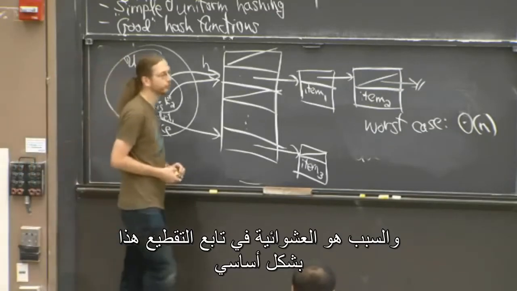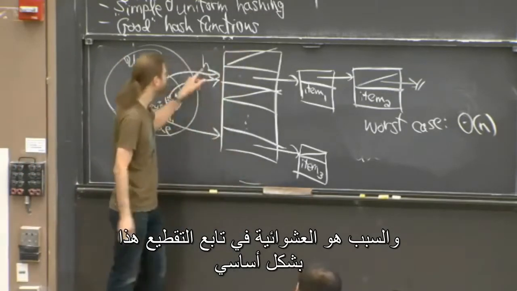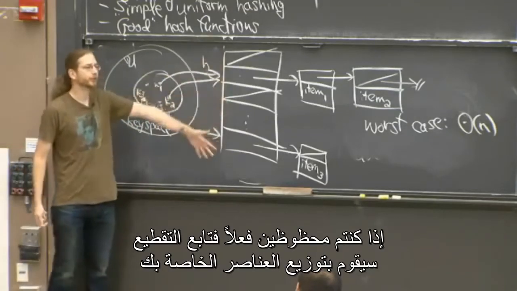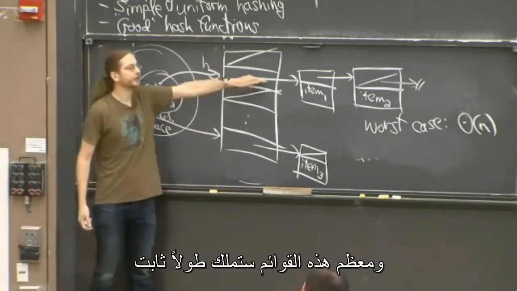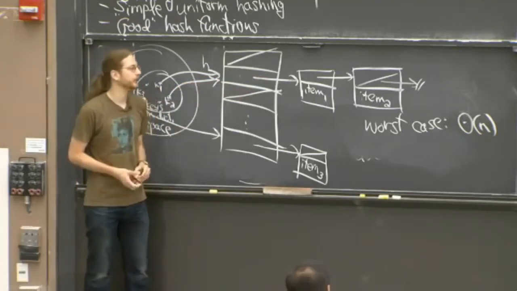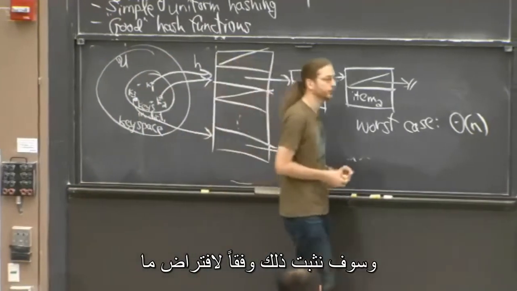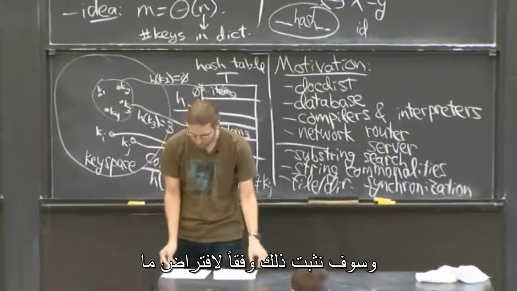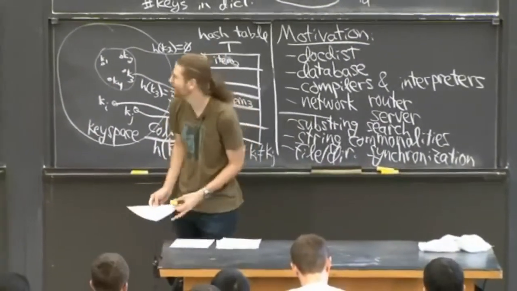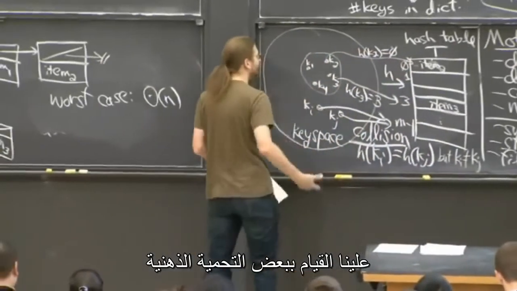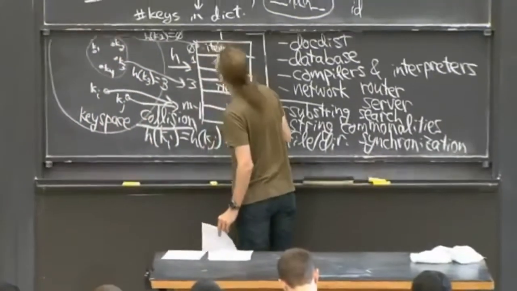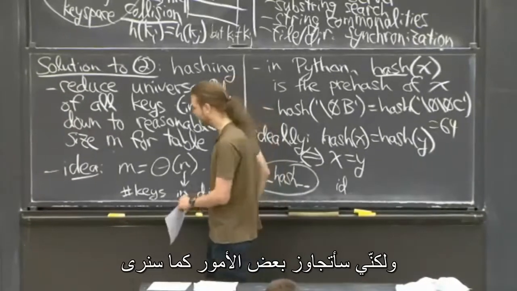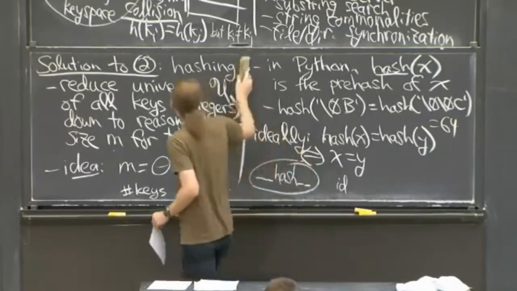And the reason is randomization, essentially. That this hash function, unless you're really unlucky, will nicely distribute your items. And most of these lists will have constant length. We're going to prove that under an assumption. We'll have to warm up a little bit. But I'm also going to cop out a little bit, as you'll see.